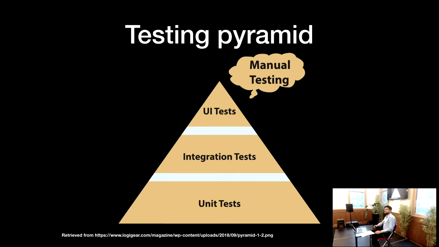So ideally, you're going to be covering as much as you can with your unit tests, and your UI tests sit near the top of this pyramid. So what that means is that you're not going to have as many UI tests ideally, but you use them to cover the flows and interactions of an app.